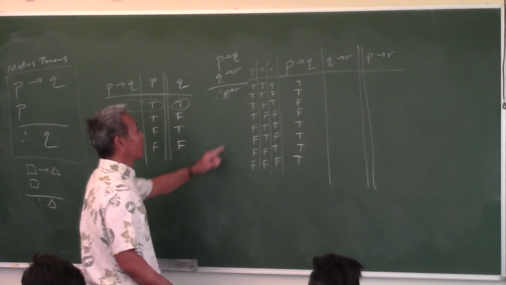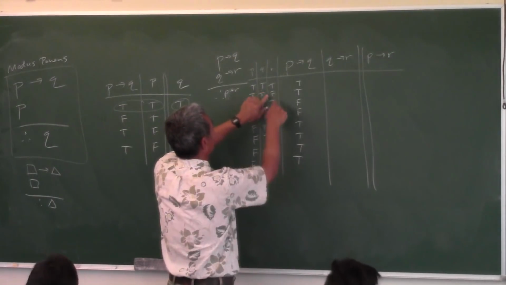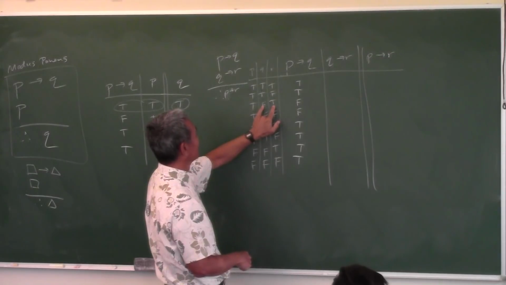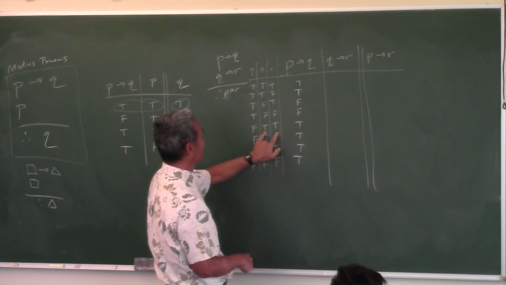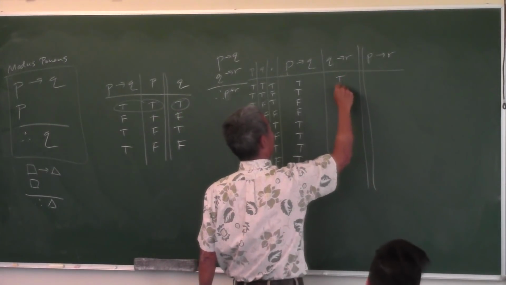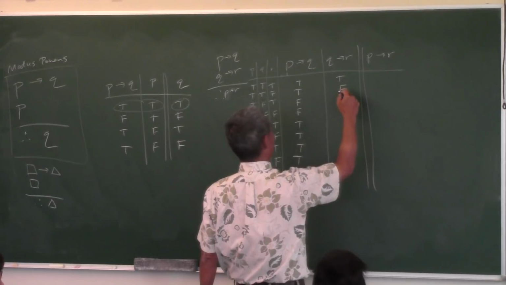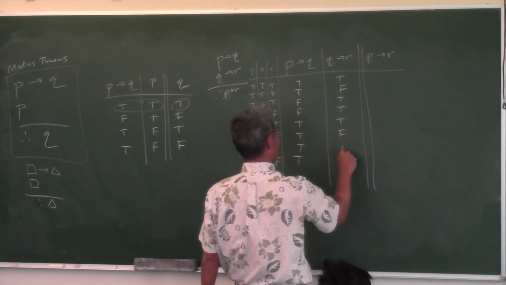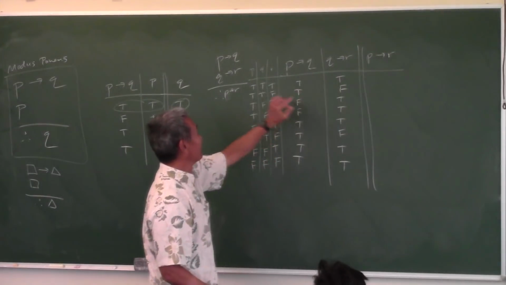Okay, Q implies R now. Look. True, false, true. You did the wrong line. Pick up double, minus 16. True, false, true, true. True, false, true, true. And then finally, P implies R.